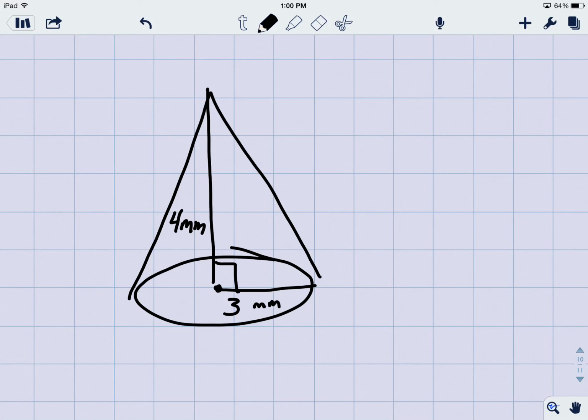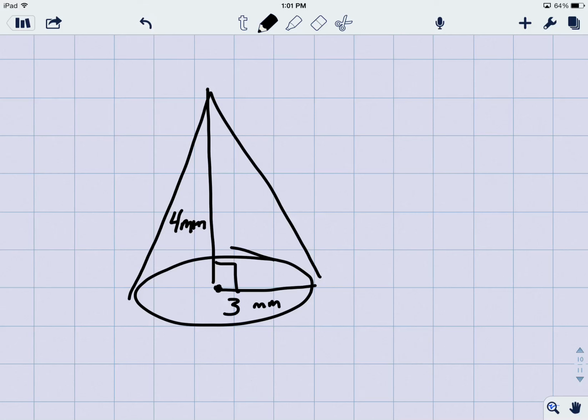Do you see the right triangle in there? Yes. Okay, so what you do not want to do is think that this is the slant height. That is not the slant height. What is it? It's the normal height, the regular height.